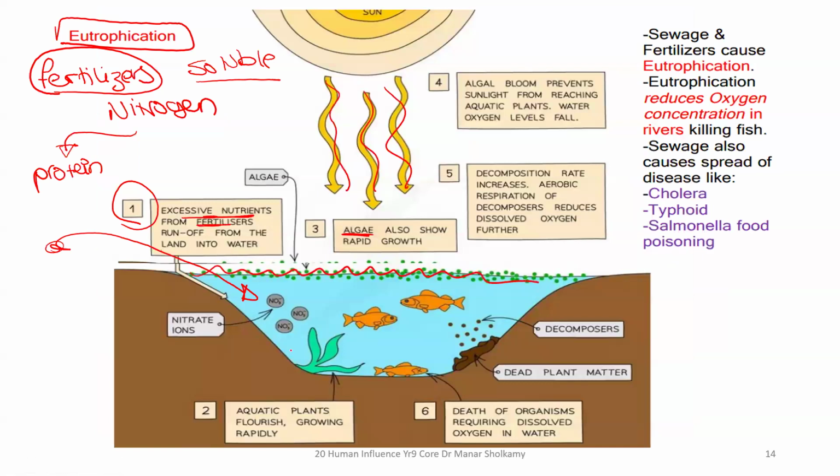Number one, the plants will die inside the river. When the plants die, they will be decomposed. Decomposers will break down the dead plants. When decomposition increases inside the river, this is going to reduce the oxygen concentration inside the river. This is going to cause oxygen depletion. Very little oxygen inside the river is going to cause the death of the fish. So the fish will die.